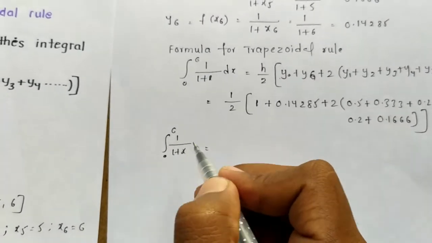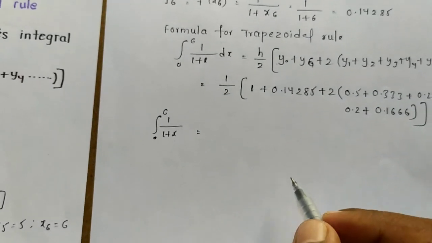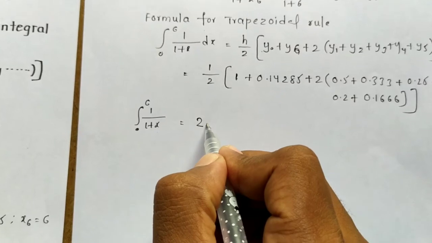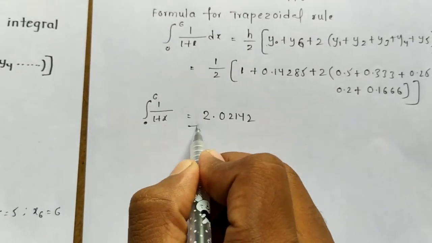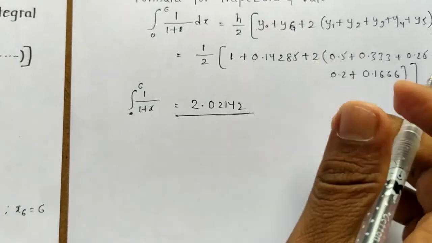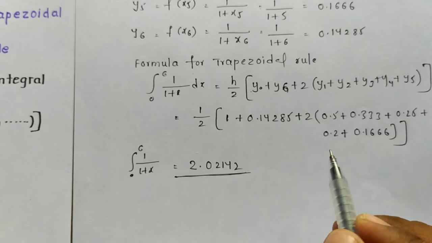To evaluate this integral using this formula, finally the answer is 2.02142. This is the answer. In this way you can evaluate an integral by using the trapezoidal rule.